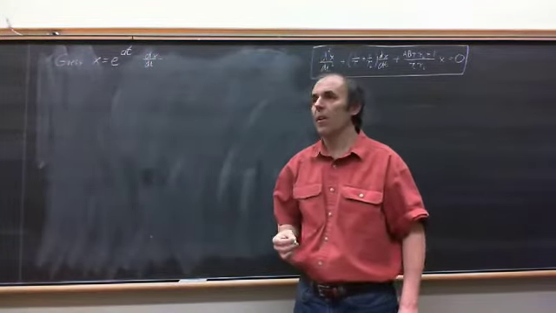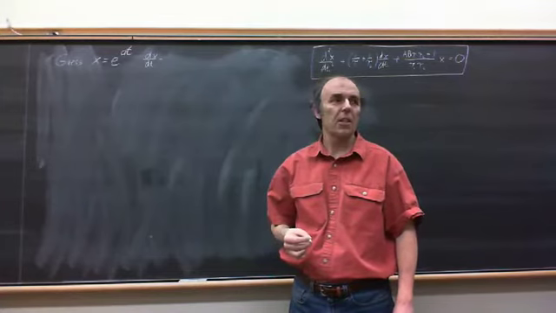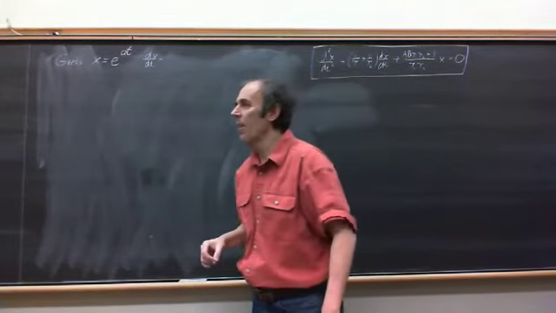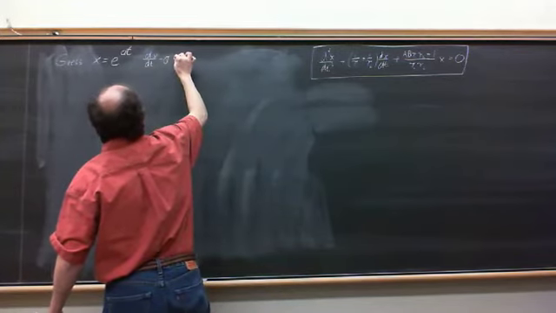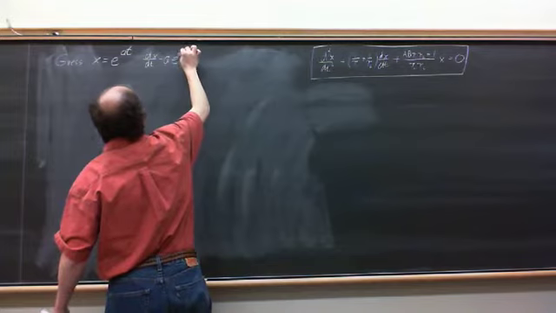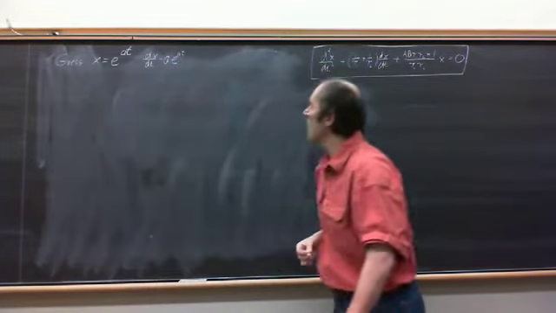Somebody help me out. What's dx dt? What is it? It's a from the chain rule, and the derivative of exponential is still the exponential. So you just get a times e to the at.